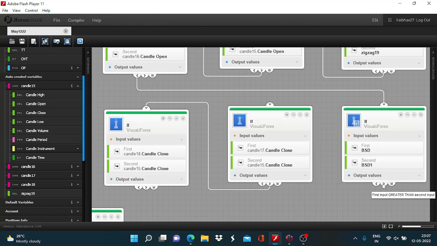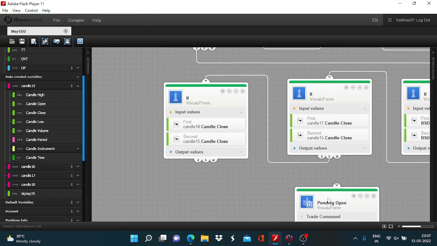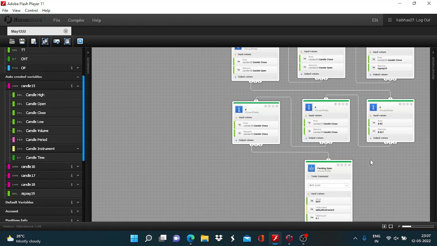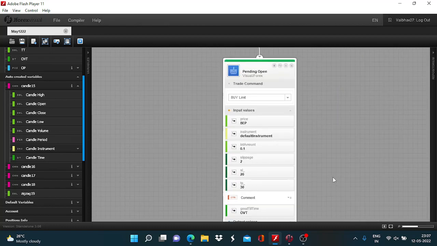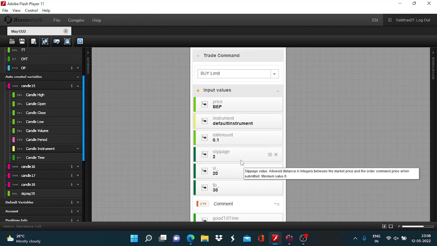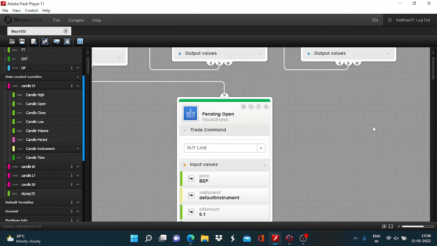So here, first input greater than second input, then again first input greater than second input, followed by first input less than second input, and after that our order will be placed to the buy with the order validity of 2 hours, and these are the input parameters. So there will be a lot size of 0.1 million with the slippage of 2 pips, stop loss being 20 pips, and target price of 30 pips at the desired price.